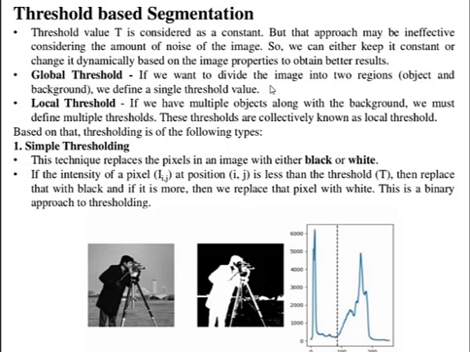We have intensity I of i,j at position i comma j, which is less than the threshold. So then we replace it with black. See this over here, this is simple thresholding.